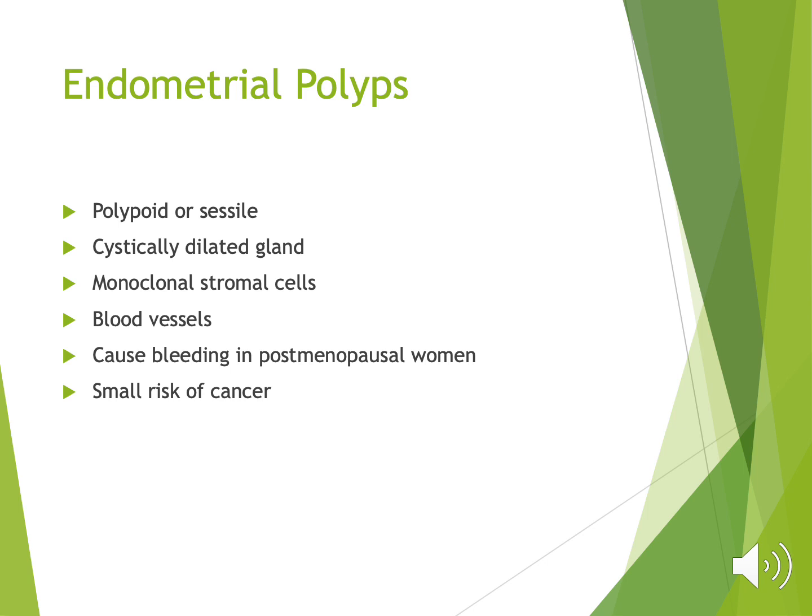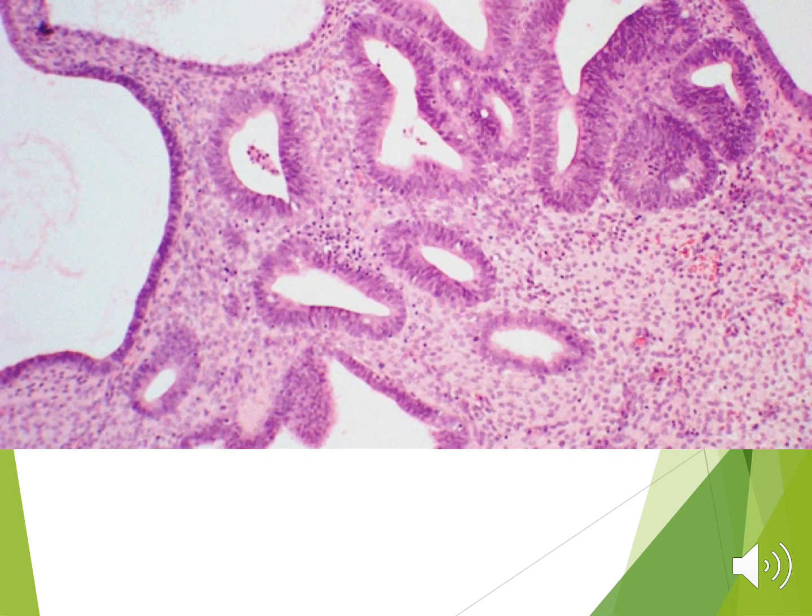Their clinical significance lies in the fact that they should be differentiated from carcinoma, and that's why hysteroscopic examination with pathologic examination of the biopsy is vital in reaching that diagnosis. This is a histologic representation of a polyp. Notice how dilated the glands are, and there are some small blood vessels on the right-hand side of the image.